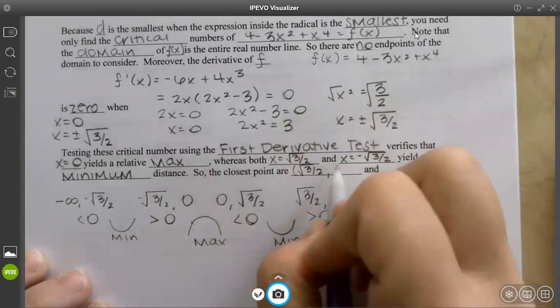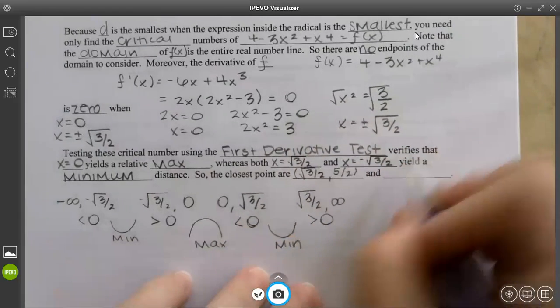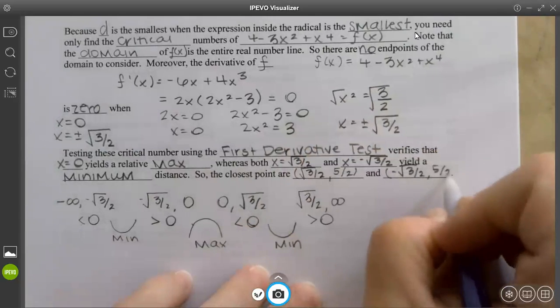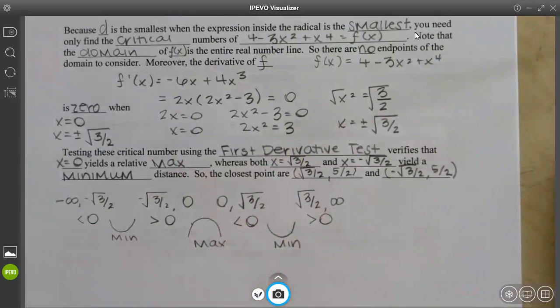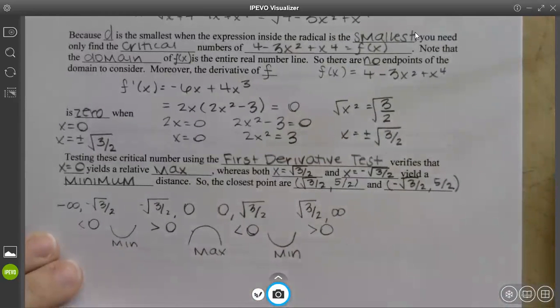The y value, when I plug that in, is 5/2. And negative square root of 3/2, 5/2. And again, the 5/2 comes from plugging it back into the formula, the very first one, y equals 4 minus x squared. So even on your test, sometimes it asks about the first derivative test, use it if you need to, or the second derivative test. That's just making those charts. That's all that is. Got it?